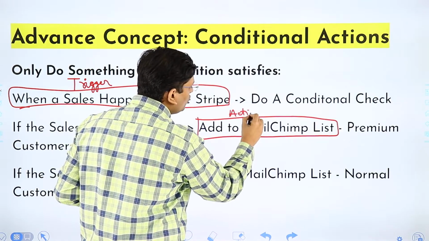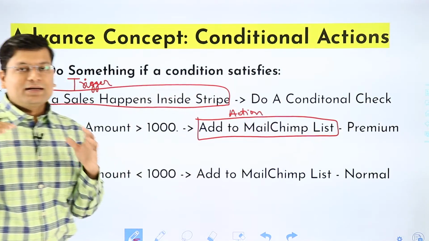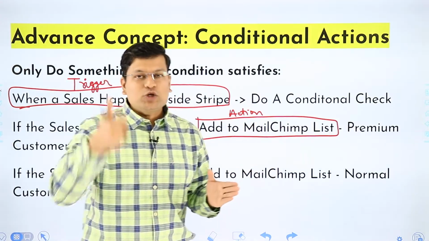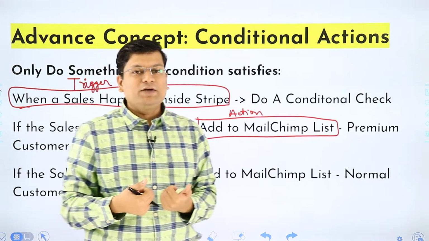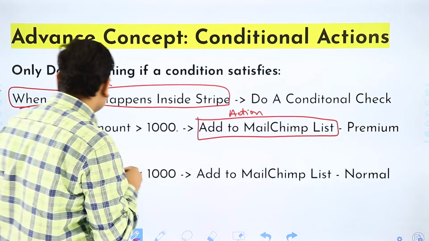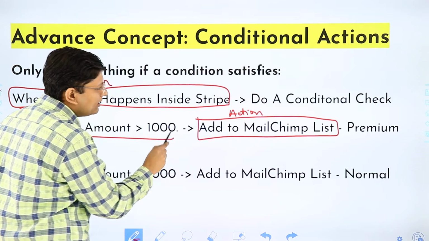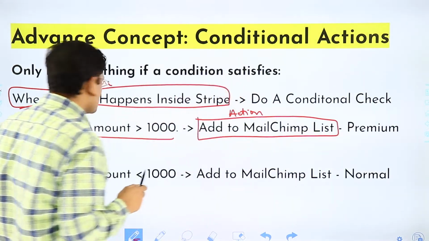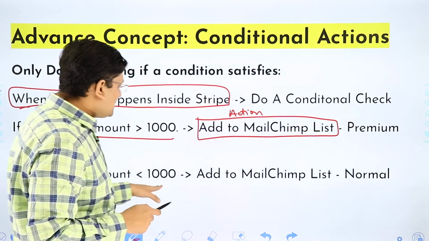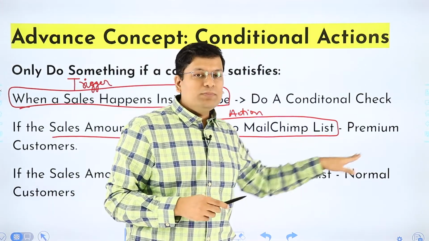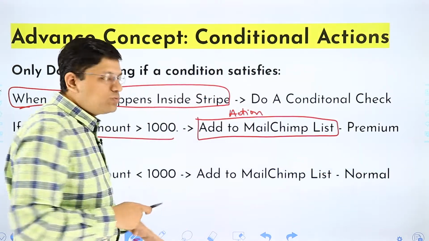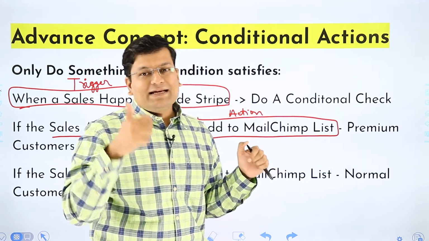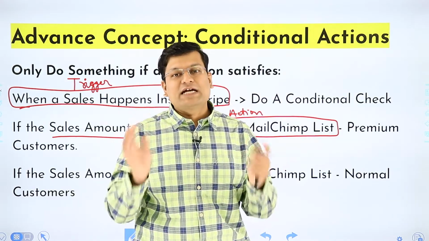But we actually don't want to do a simple integration between trigger and action, but we actually want to have a condition check in between, where we want to say that if the purchase amount is greater than 1000, then add the person to the MailChimp list, but add him to the premium customers list. And if the amount is less than 1000, add the same person to the MailChimp list, but add them to a normal customers list. Again, it seems like an advanced concept, but software like Pabbly Connect really makes it very easy to set up these conditions.